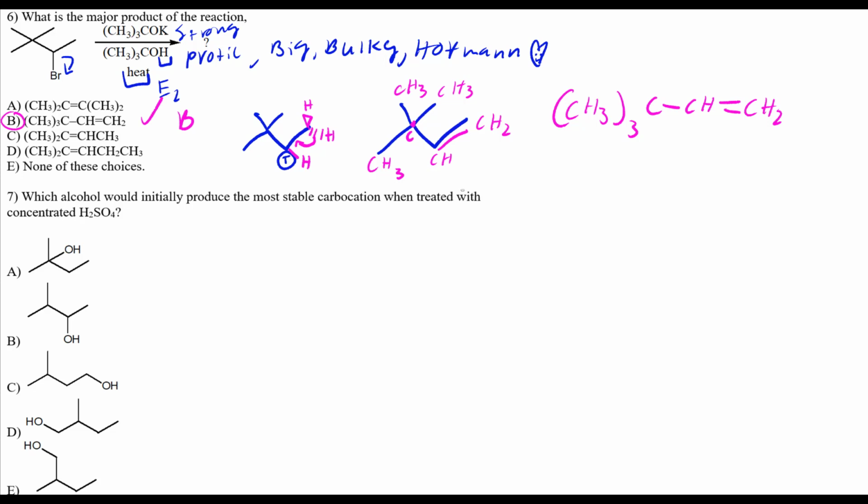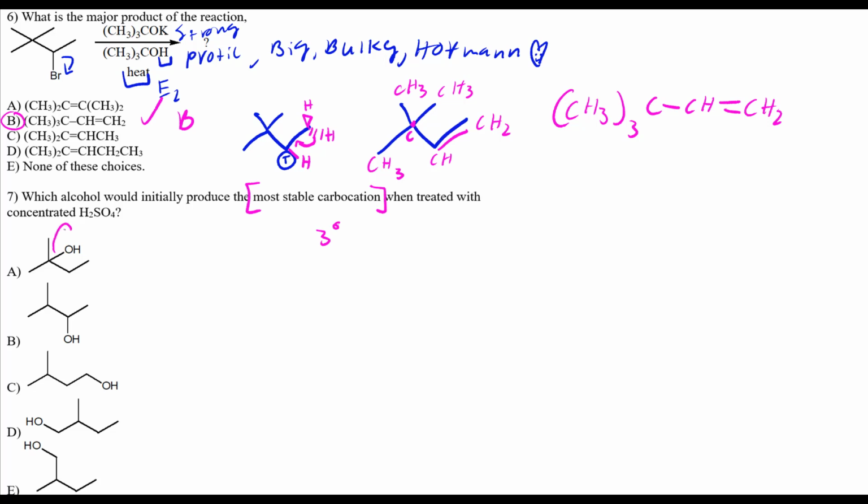Now we have to figure out which alcohol would initially produce the most stable carbocation when treated with concentrated sulfuric acid. So for the most stable carbocation, that's going to be a tertiary carbocation, right? So basically, it's saying that whenever, I'll do the reaction for you too. I just want to get this out the way.